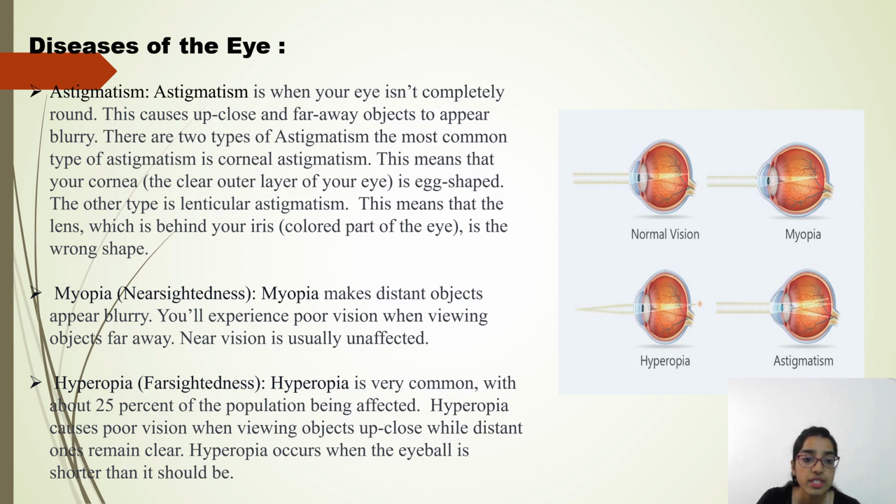Myopia, which is also known as nearsightedness. Myopia makes distant objects appear blurry. You will experience poor vision when viewing objects far away. Near vision is usually unaffected. Hyperopia, which is also known as farsightedness. Hyperopia is very common, with about 25% of the population being affected. Hyperopia causes poor vision when viewing objects up close, while distant ones remain clear. Hyperopia occurs when the eyeball is shorter than it should be.